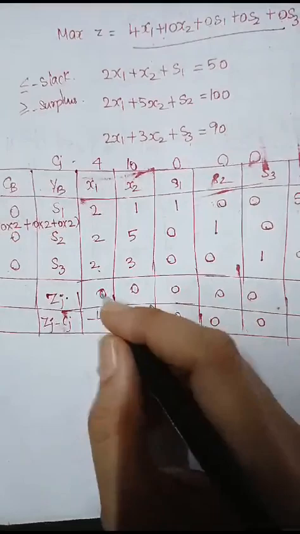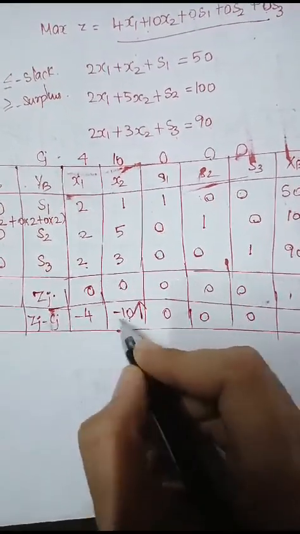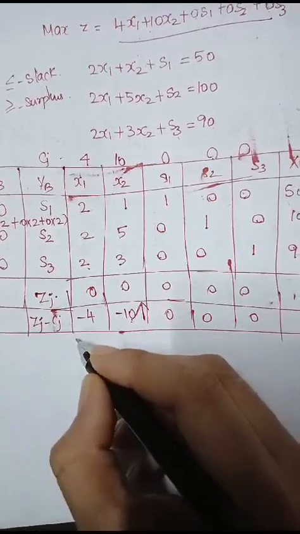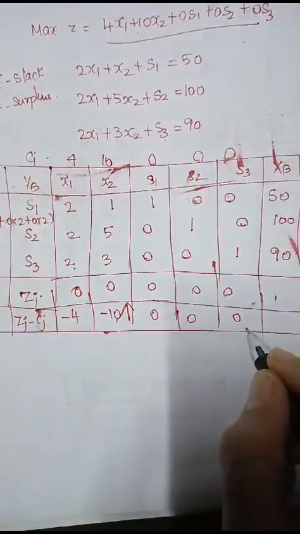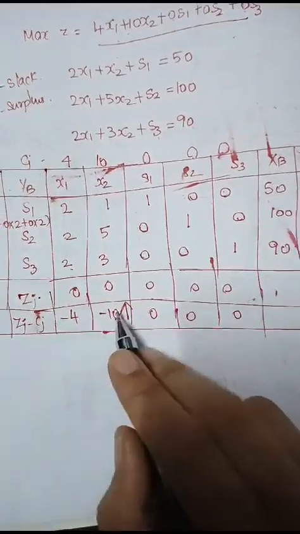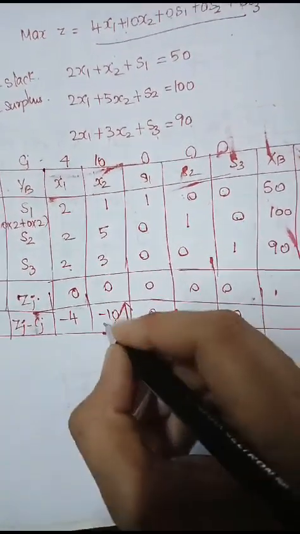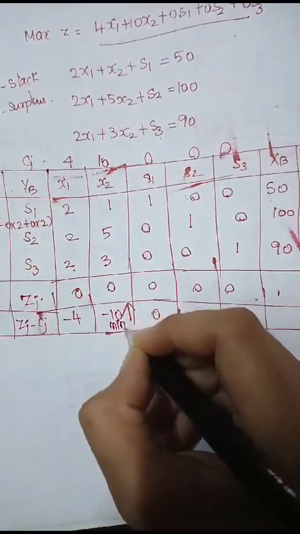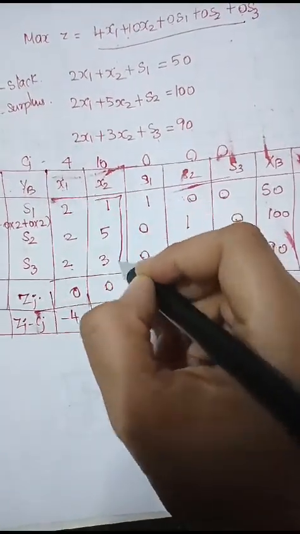So now, minus 10 is the minimum value among these two things. And the Zj minus Cj should be positive. If everything is positive, then our optimal solution is reached. But here there are two negatives. So among the two negatives you have to choose the minimum one. This is the minimum one. So this column you have to choose.